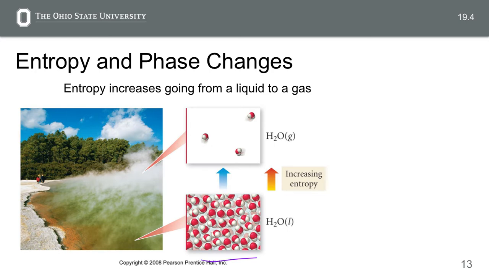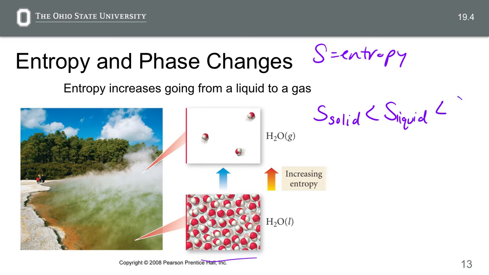So in general, we have our entropy, which is S. I don't think I've written that yet. The entropy for the solid is less than that of the liquid, which is less than that of the gas. Okay, so that's the general trend that we see.